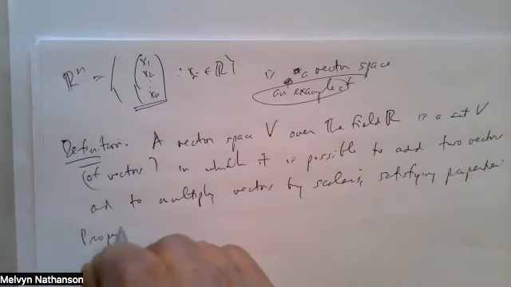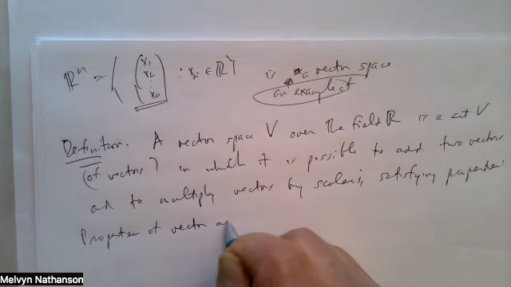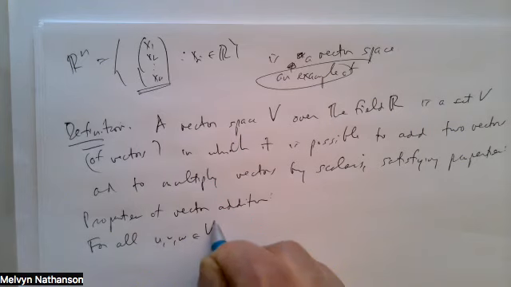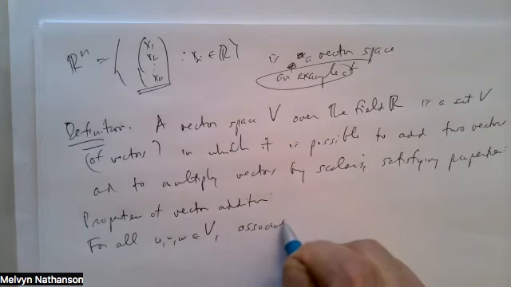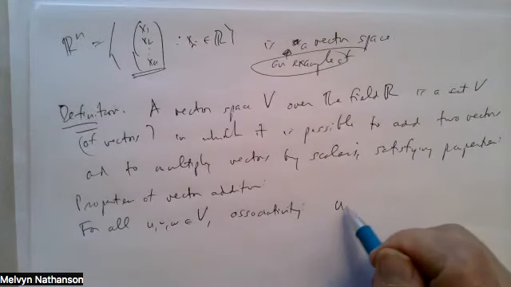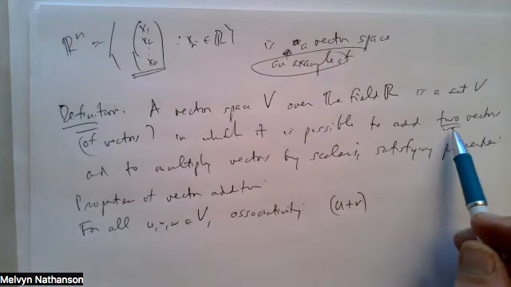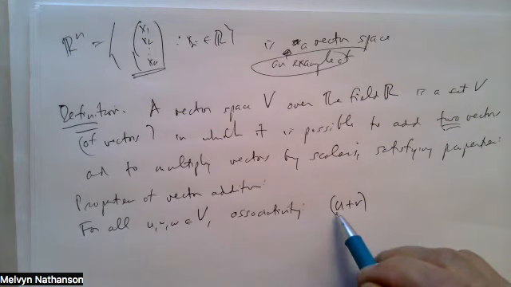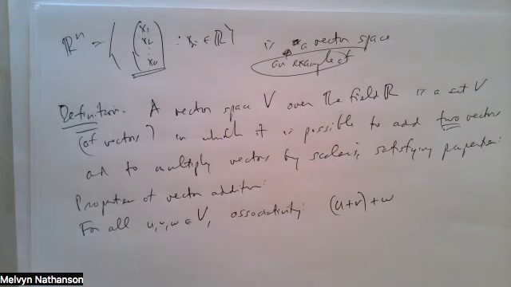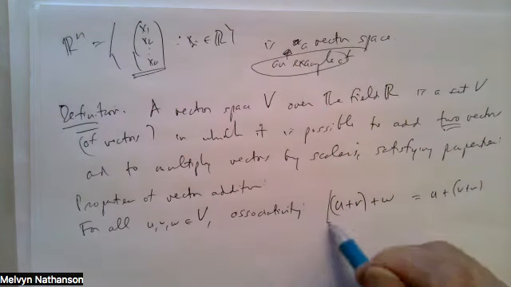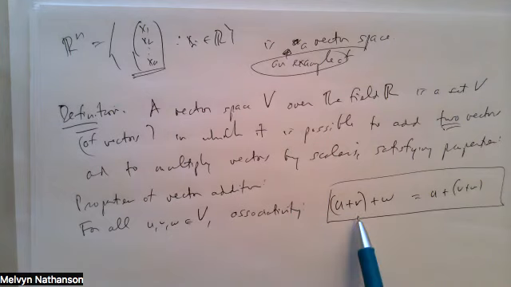So what are some properties of vector addition? For all vectors u, v, and w in the set V, we have associativity. Addition is a binary operation, an operation that takes two vectors and produces a third. If you have u, v, and w, you can add u plus v, that's a vector, and then you can add w to that. Alternatively, you could have the vector u and add to that the vector v plus w. If this is always true, then we say that vector addition is associative, and that's a requirement in a vector space.